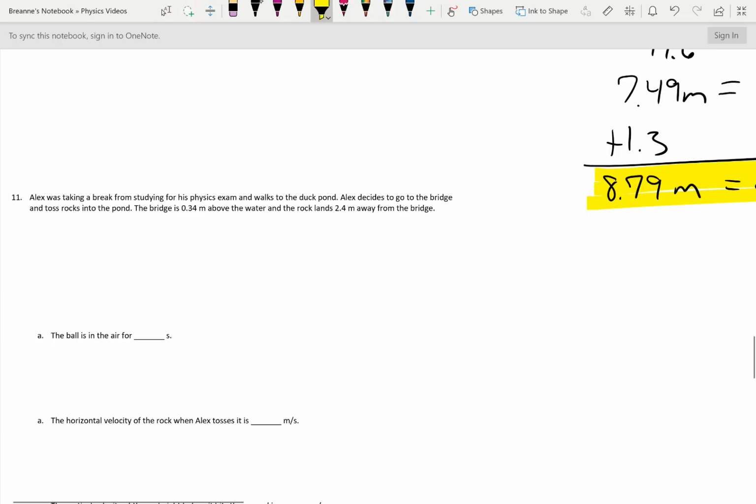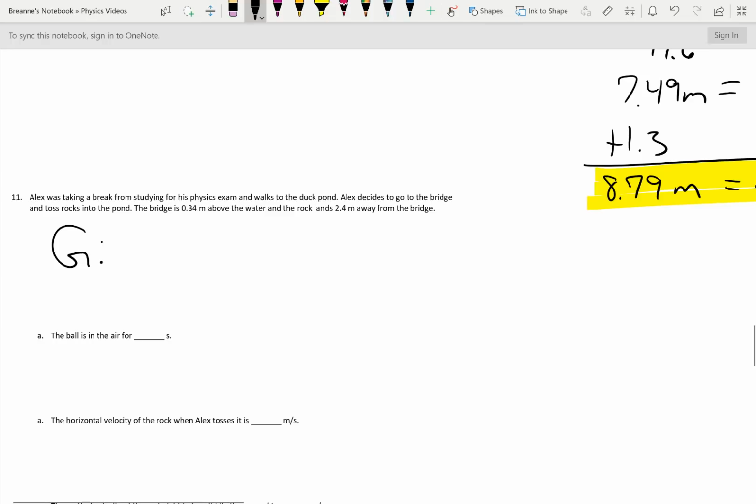Alex was taking a break from studying for his physics exam and walks to the duck pond. Alex decides to go to the bridge and toss rocks into the pond. The bridge is 0.34 meters above the water. The rock lands 2.4 meters away from the bridge. So our givens.